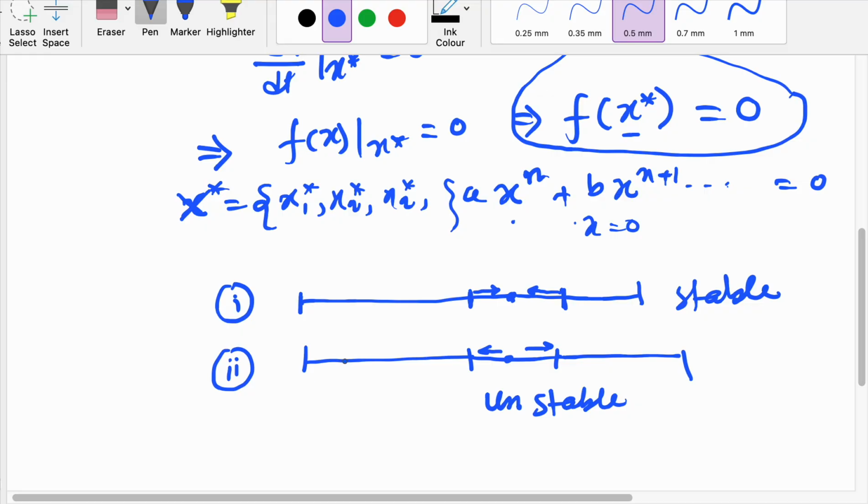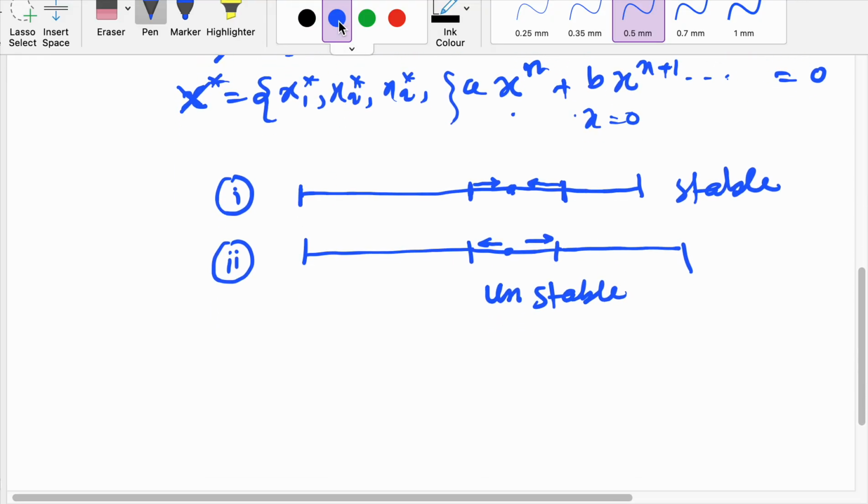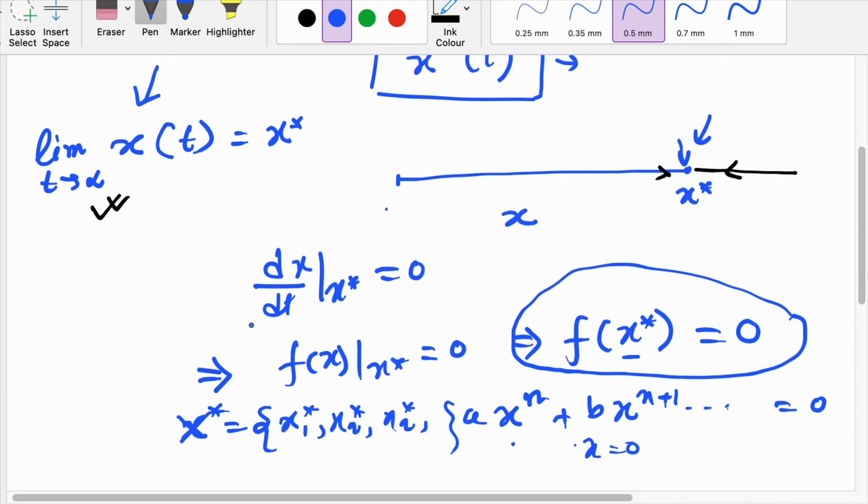Fine, I understood. That is why you wrote the first case as a stable one, wherein from the vicinity of this x star you are moving towards x star. And the second one is the unstable one, wherein from the vicinity of the x star you are moving away from the x star. Exactly.